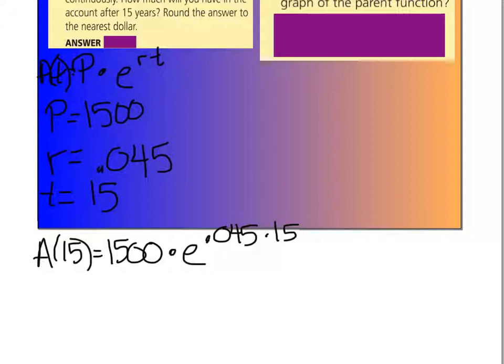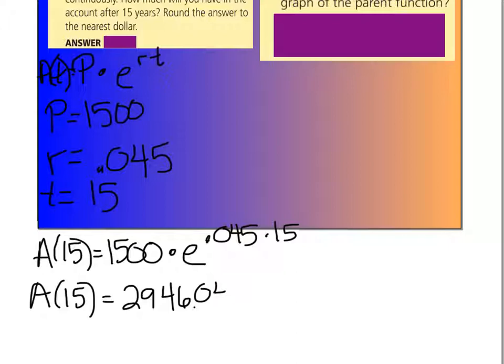Whichever way you type it into your calculator, you should have gotten 2,946.0494 and so on. Now the directions did say to round to the nearest dollar, so we're rounding to the 6. Well, the number after the 6 is a 0, which tells us to stay the same. So the answer would be $2,946.